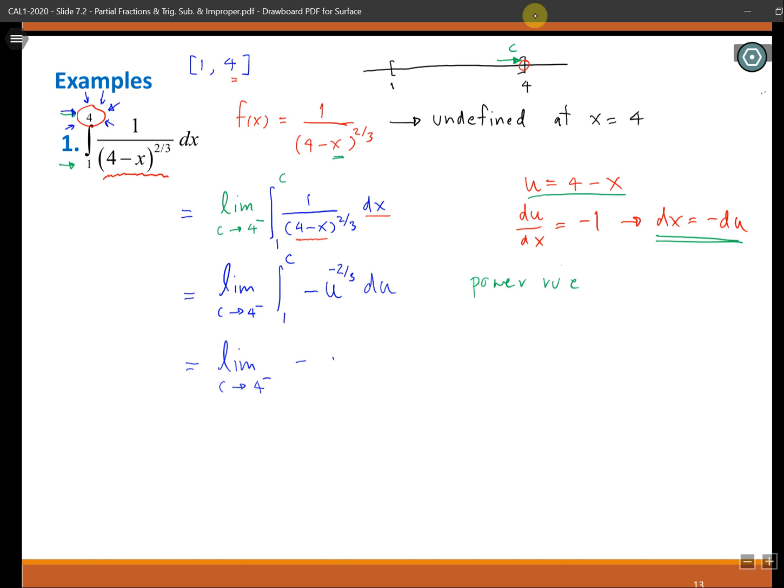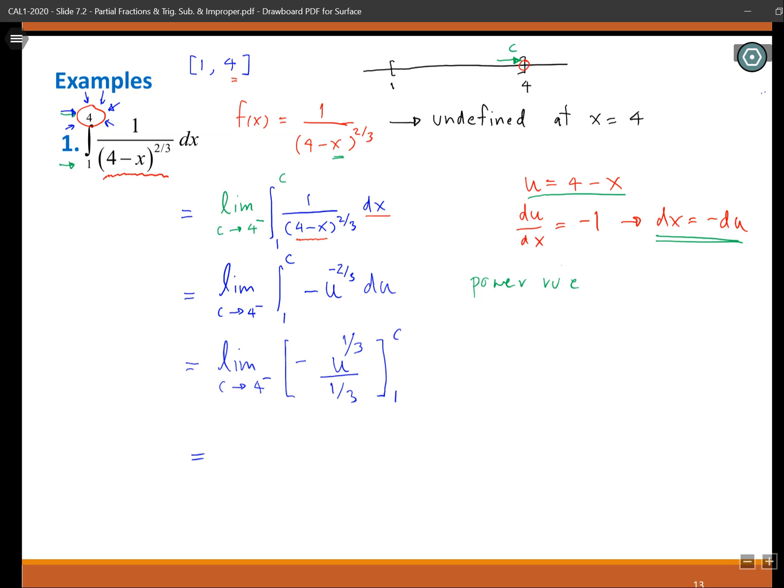The power is going to increase by 1, so I have this 1 over 3, and I have to divide by that same number right here. Everything else is the same, and I have to evaluate this at two values, once at the upper bound and another time at the lower bound, 1 and c.